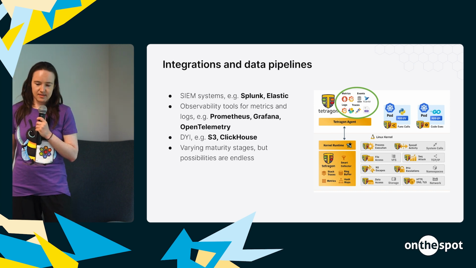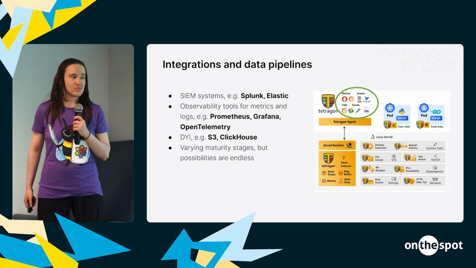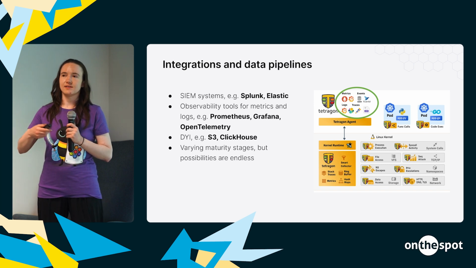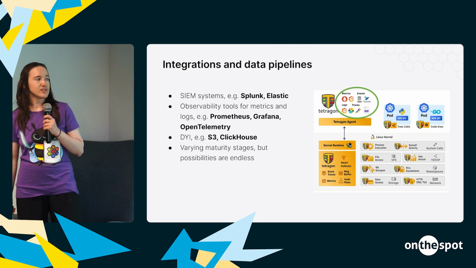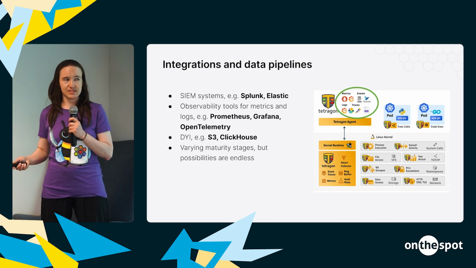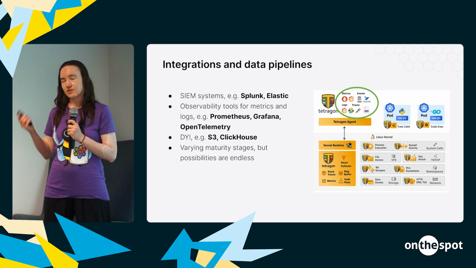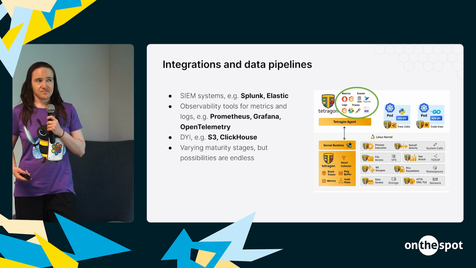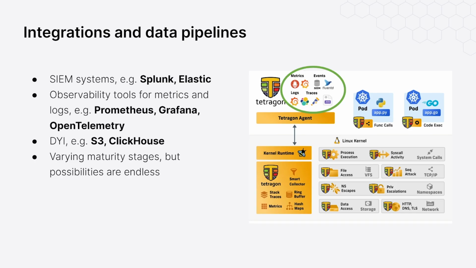And what many organizations choose to do is to actually build something on their own, to forward the Tetragon events, for example, to AWS S3 or to ClickHouse, and build some queries, some visualizations using this storage. We also developed a tool based on ClickHouse internally to efficiently query these events. All these integrations vary in maturity stages, but you can do whatever. There are a million ways to do it, really.